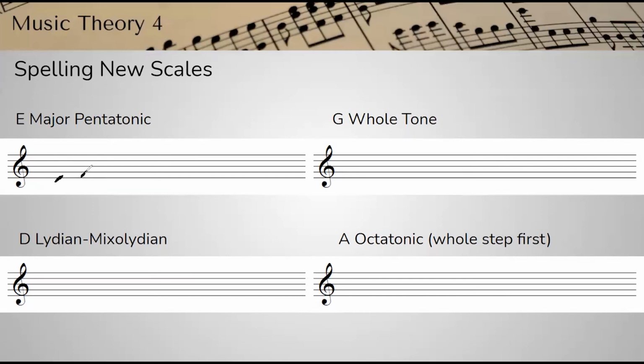So I can start on E. My next note would be F sharp, just like E major. My next note would be G sharp, just like E major. Skip the A, don't need it. My 5th note in E major is a B. My next note in E major is C sharp. Skip my 7th, don't need it. And I end up on my E again. So there is my E major pentatonic scale.